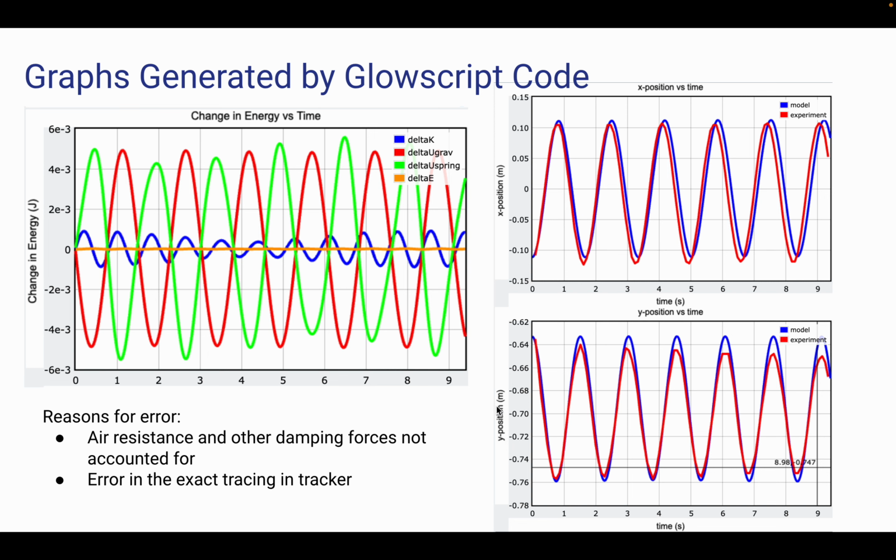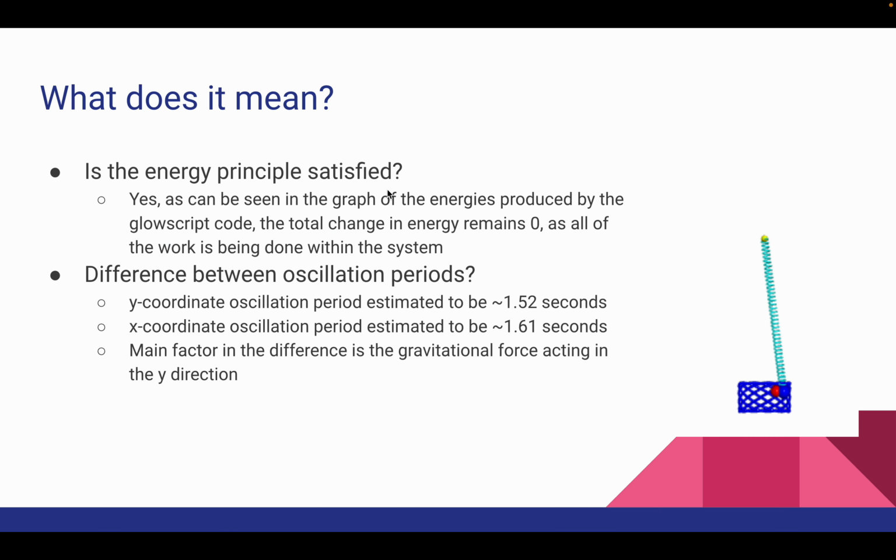And then we have our change in energy versus time. As you can see, delta E, the change in total energy, remains right along the x-axis, or time axis, I guess in this case, despite the movement of all the other energies, which is important because our first what-does-it-mean question is: is the energy principle satisfied? We can say that in the model it was satisfied because the total change in energy remains at 0.